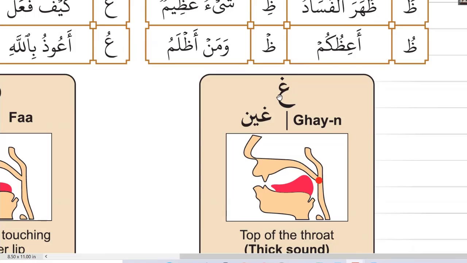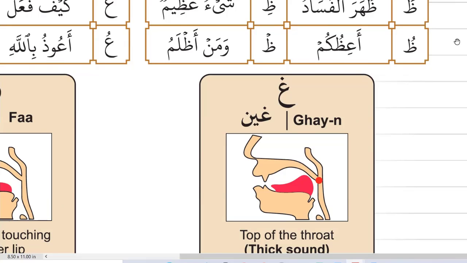And what is the sound of Ghain? It's just like a gargle sound, right? Like when you are gargling in your mouth. So this is the sound of Ghain. Ghah, ghah, maghbudin, right? So this is the Ghain sound. So now, inshallah, we are done with all these letters.